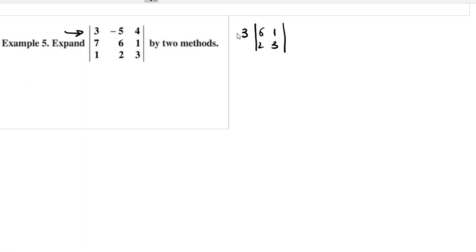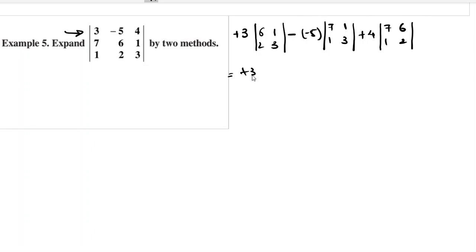Okay. Then see here there is a plus sign. Then comes the minus sign. So minus of minus 5 multiplied by determinant of 7, 1, 1, 3. Okay. Then comes plus 4 multiplied by determinant of 7, 6, 1, 2, because there is plus sign, then minus sign, then plus sign. I hope now you are getting the pattern in which we are finding the determinant.